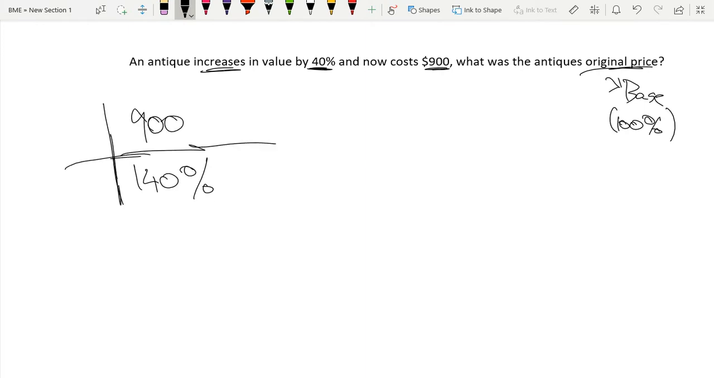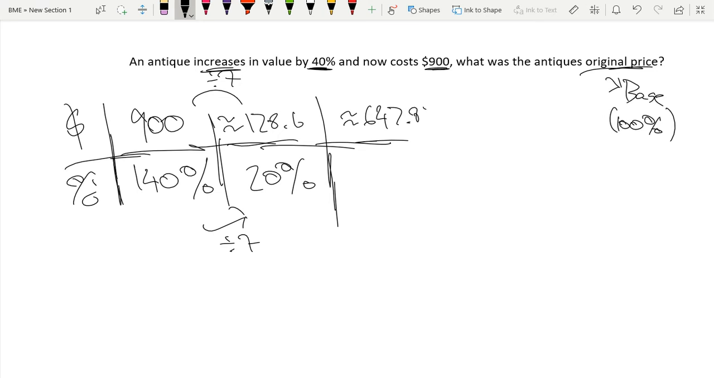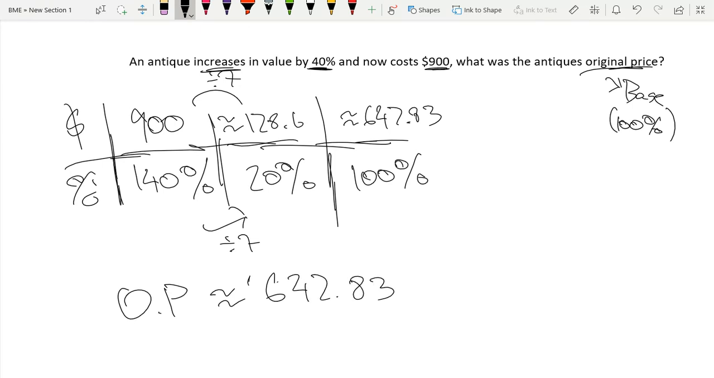Once again, we're going to use this number to percent table. You could also use a formula, or do it in a different, more algebraic way. That works too. I'm just doing it this way because I feel like this method isn't used often enough. So we divide both sides by 7, 20%. 900 divided by 7 is approximately 128.6. I'll explain what this is in one second. And now we times by 5, and this is approximately 642.83, and this is 100%. So the original price was approximately $642.83.